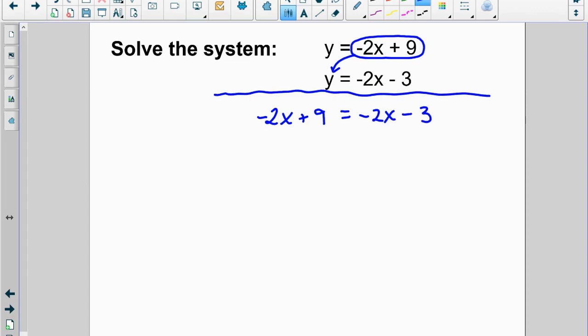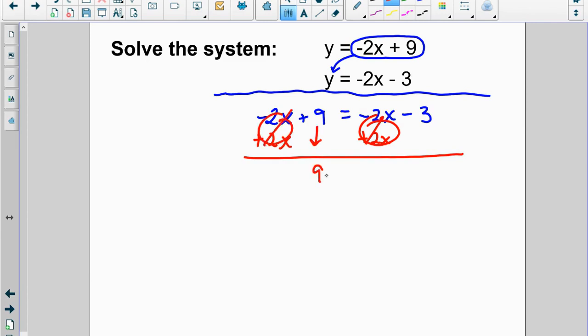Now, if I try to solve this, let's move the variables to the same side. So let's add 2x to move those to the left. Negative 2x plus 2x is 0. That's what I wanted. But on the other side, negative 2x plus 2x also equals 0. 0 plus 9 is 9. 0 minus 3 is negative 3.